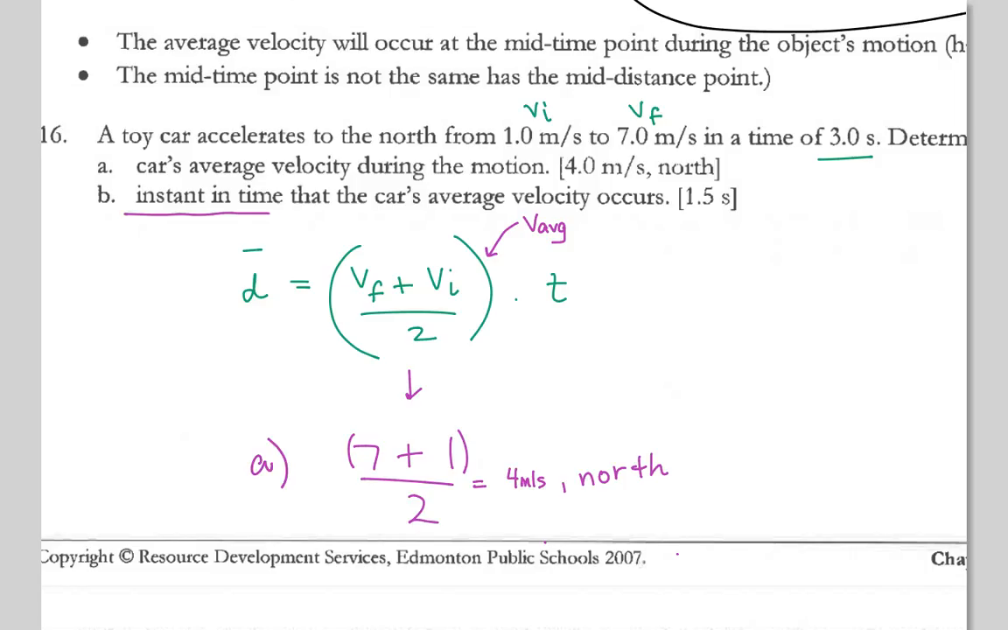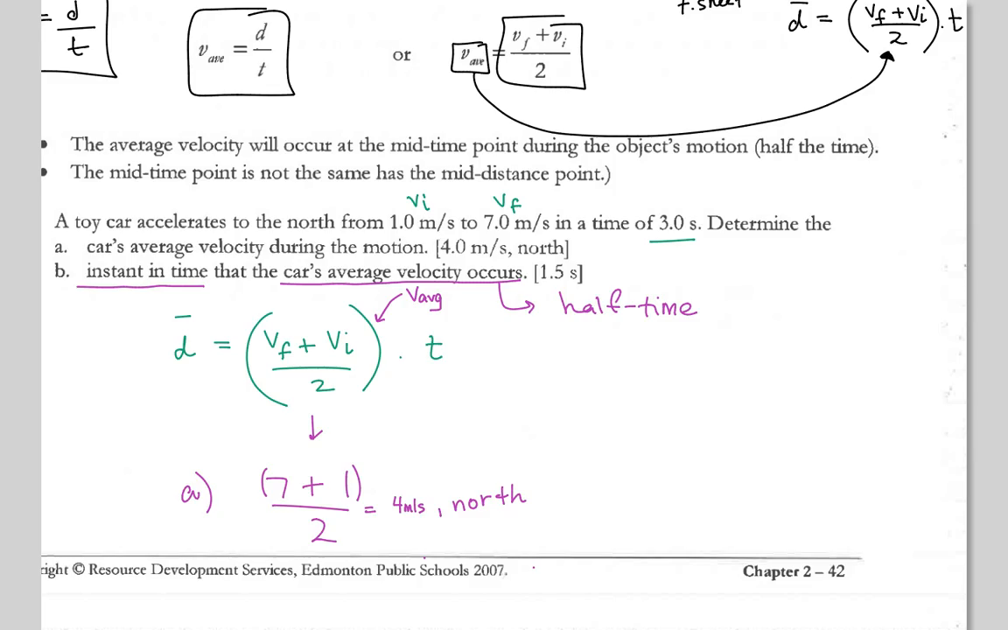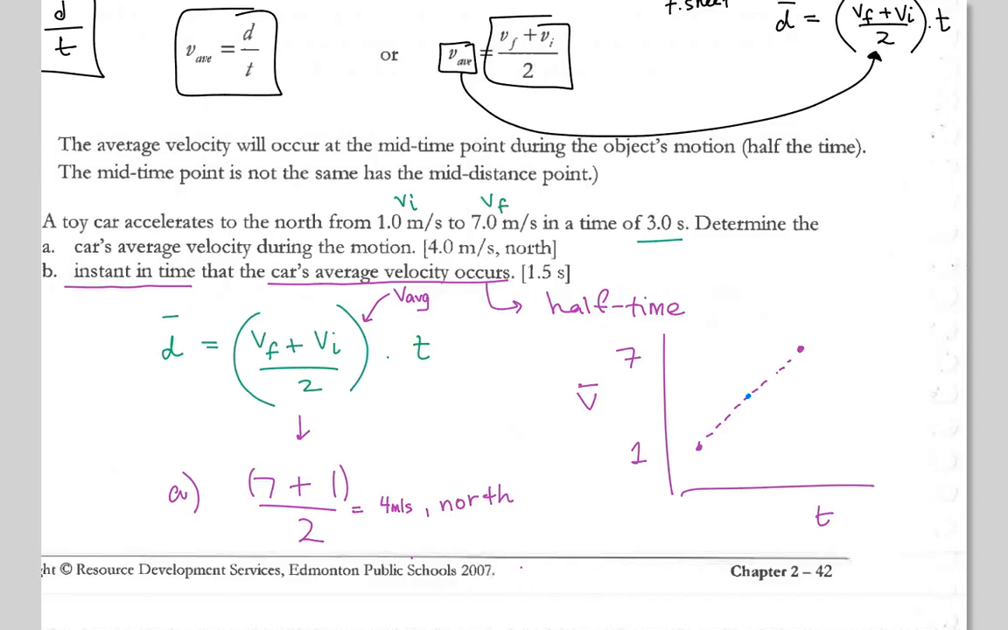Now, the instant in time that you experience the average velocity, we talked about that. It was the half-time mark. Okay. So here you are at 1, and then you get all the way to 7 on a VT graph. When do you experience the average? Well, that would be right here at 4. And it's the half-time mark. And the time interval was 3 seconds, right? So half of 3, 1.5 seconds.